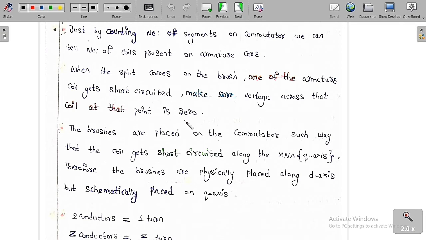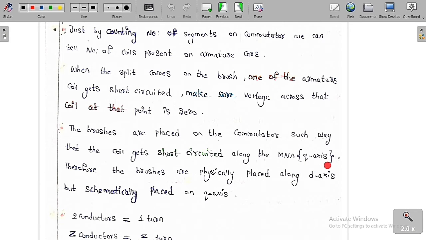Whenever the split comes on the brush, one of the armature coils gets short circuited. The split is basically the insulator between the two commutator segments. Make sure the voltage across that coil at that point is 0, otherwise you are going to get a spark. The brushes are placed on the commutator in such a way that the coil gets short circuited along the MNA, which is the Q axis.